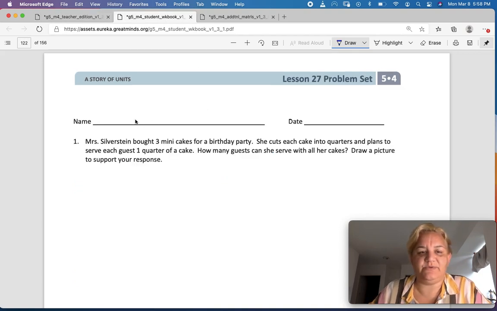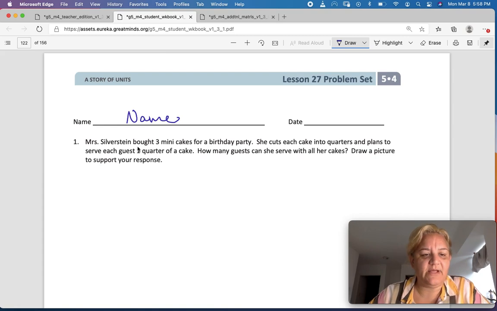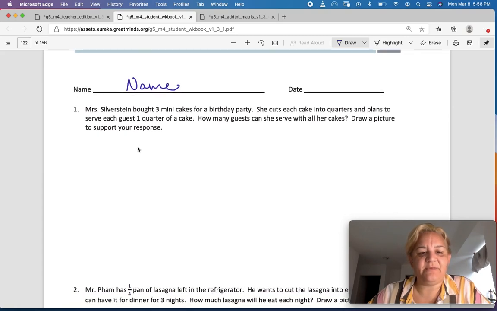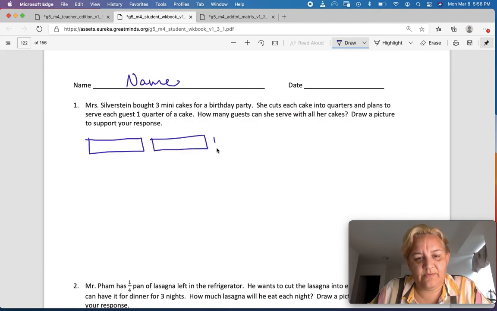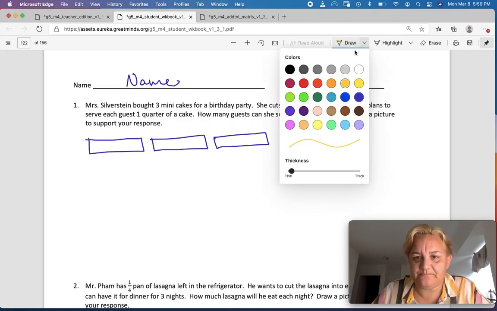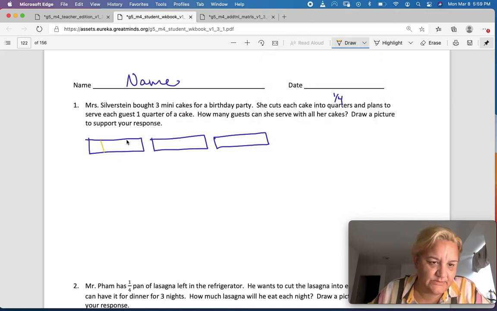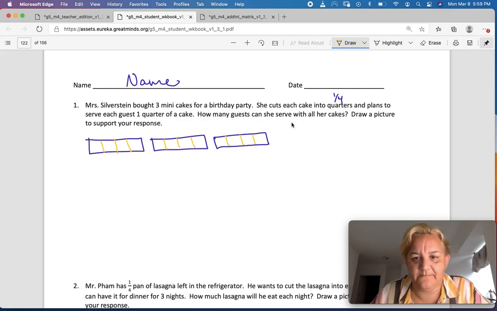So, go to your Learn pages, Lesson 27, write your name on the page. And number 1, Mrs. Silverstein bought 3 mini cakes for a birthday party. Okay, so here's her 3 mini cakes. 1, 2, 3. 3 wholes. She cut each cake into quarters, right? A quarter is 1/4. And plans to serve each guest 1/4 of a cake. So she's cutting each one into quarters. That means 1, 2, 3, 4, and so on for each cake.